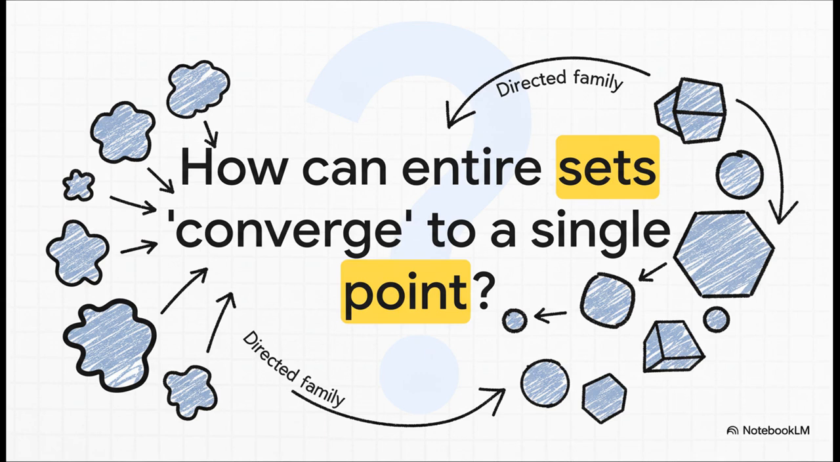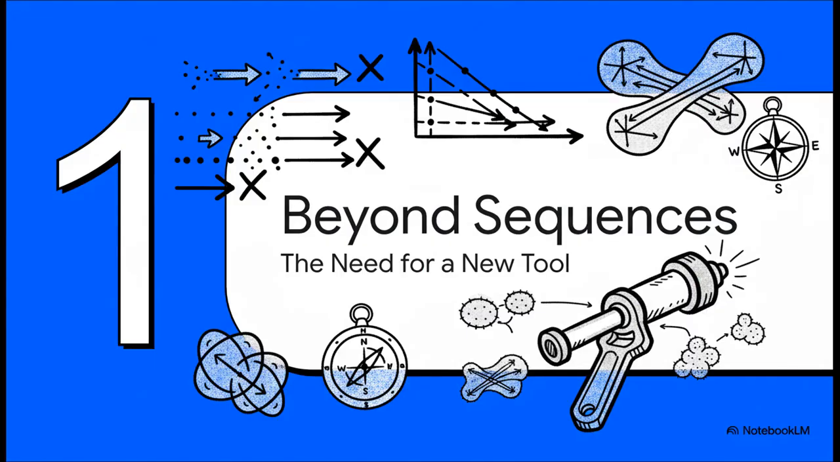We're all pretty comfortable with the idea of a sequence of points getting closer and closer to some target. But what if we zoom out? What does it even mean for an entire set, a whole blob of points, to kind of bunch up and converge to a single spot? How would that work? Well, to even start answering that question, it turns out our good old friend the sequence just isn't quite up to the job. We're going to need something more powerful. We need a whole new tool.